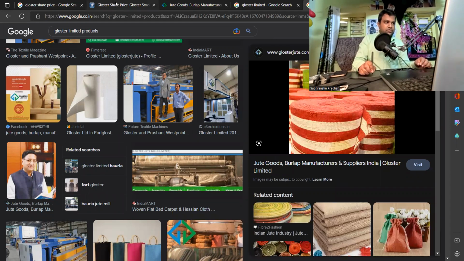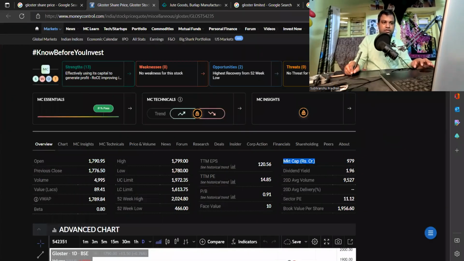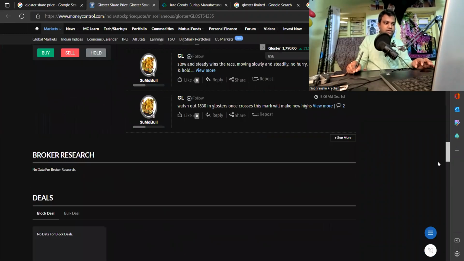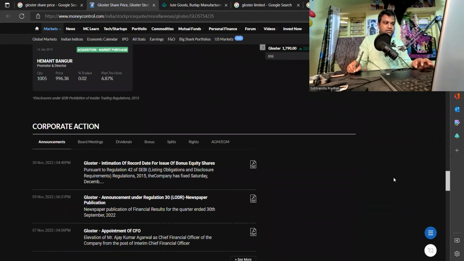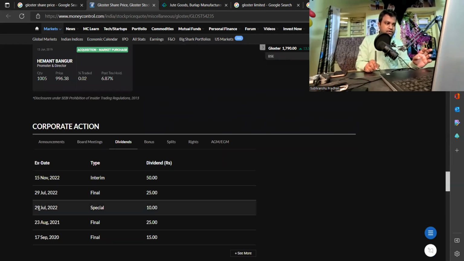Now let us go back to the financials. If we see the income statement of the company, let us go. First let us go to the dividend history, because our main aim is to find good dividend paying companies. Now you see about Gloster, in 2022, it paid dividend 3 times.